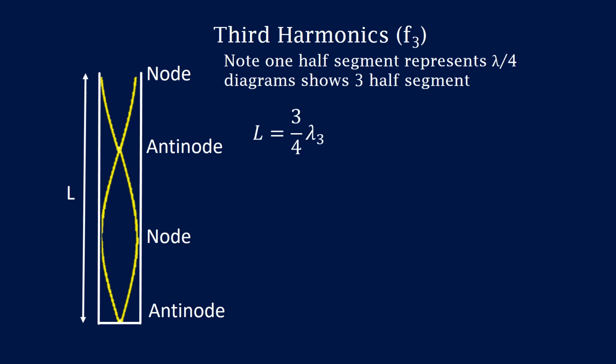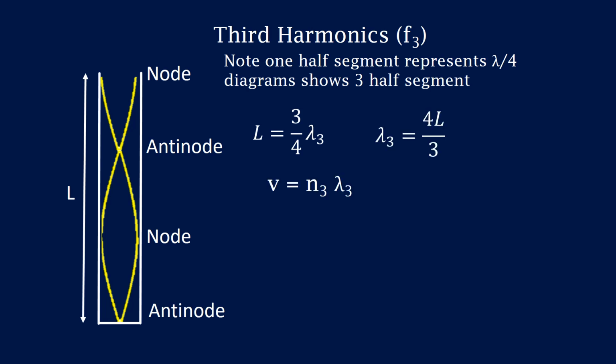For a closed tube, we can have only odd-numbered harmonics. That is because a closed tube, by definition, has a node at one end and an antinode at the other. So, there is no way for even-numbered frequencies to be present. From the figure, L is equal to 3 into lambda 3 by 4. Note, one half segment represents lambda by 4 and the diagram shows 3 half segments. Therefore, lambda 3 is equal to 4L upon 3.